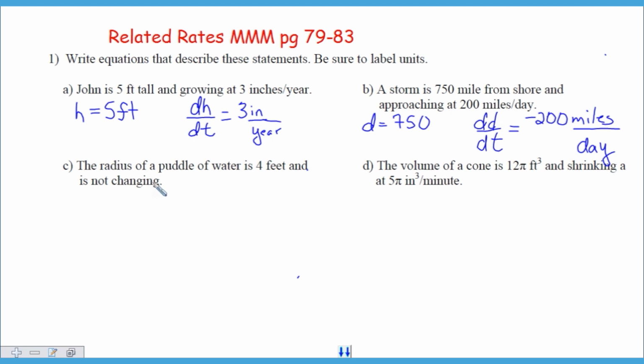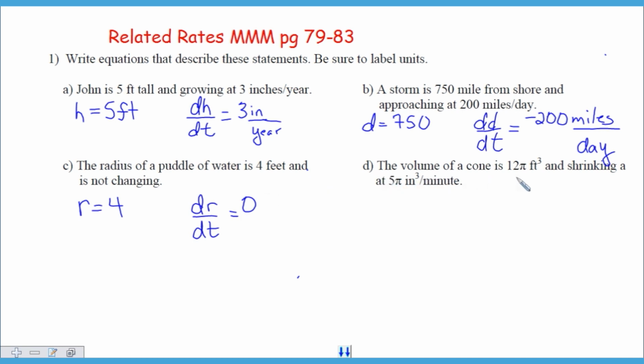In part C, it says the radius of the puddle is 4 feet. So I'm going to use r because that makes sense to me. So r is 4 and is not changing, which means dr/dt is 0. The radius is not changing.